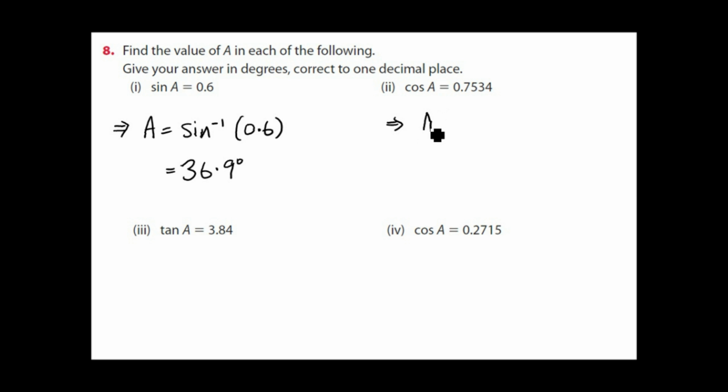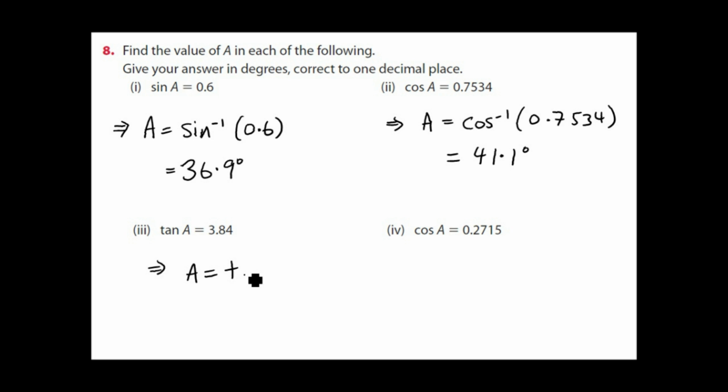So if cos A is 0.7534, well then A is equal to cos inverse 0.7534. So again, we always use the inverse function when we're finding an angle. So type this into the calculator, second function cos 0.7534. And when you do, see you get the same answer as me. It's 41.1 degrees to 1 decimal place.